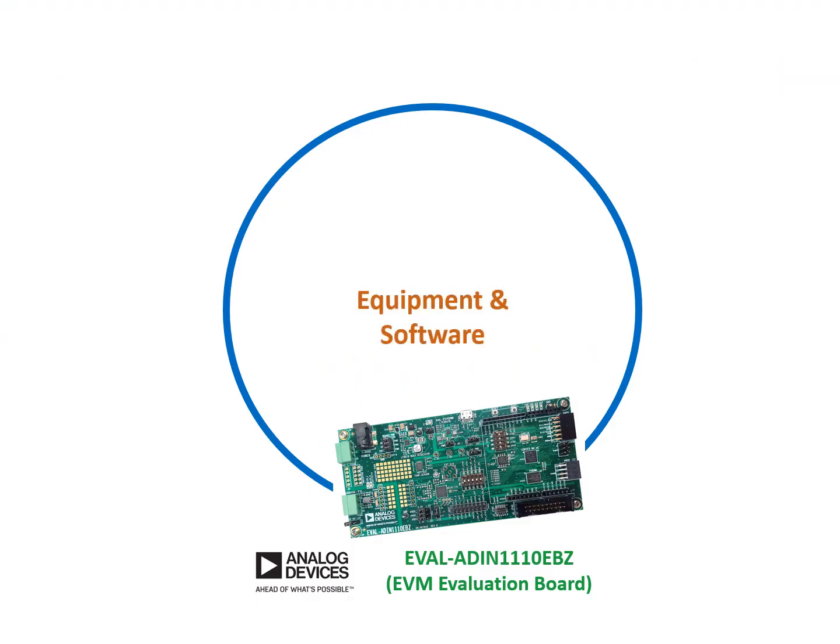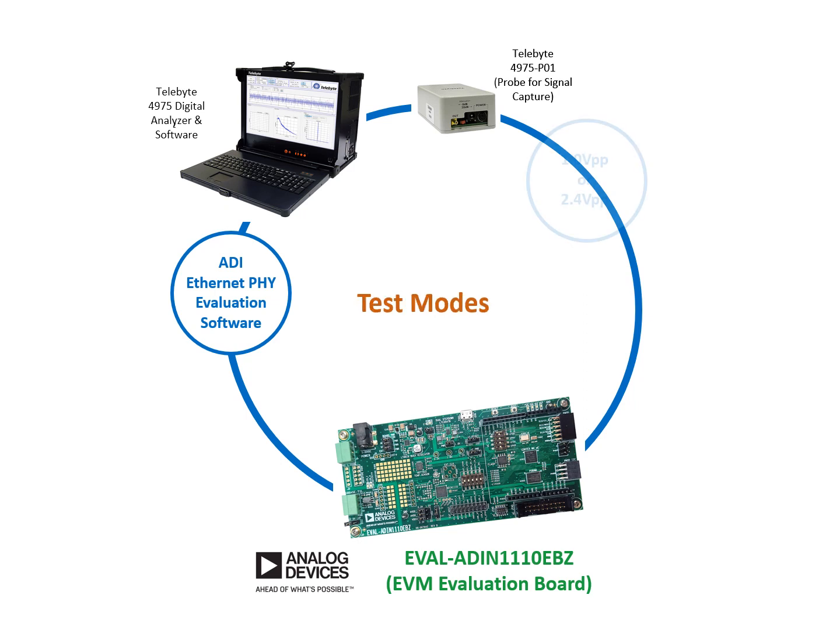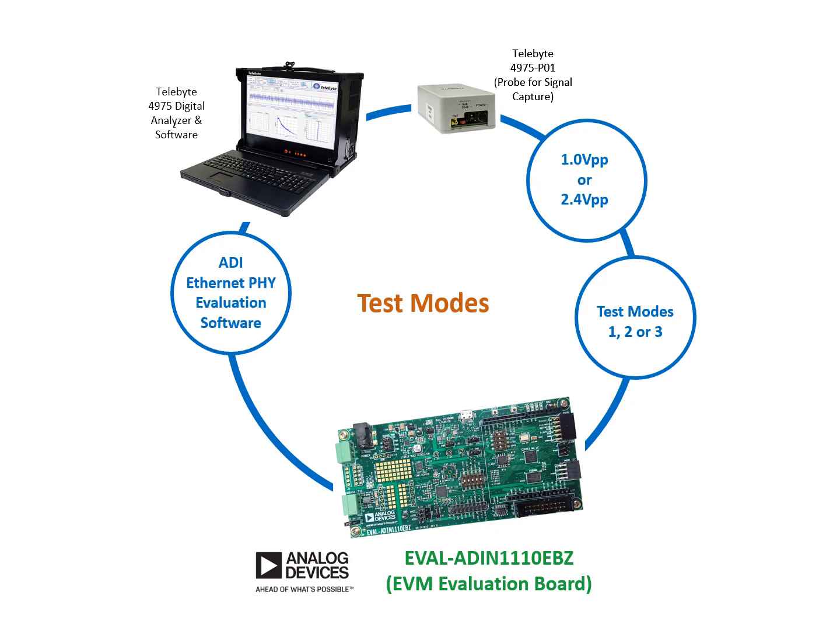The equipment and software in this demonstration includes the Analog Devices ADIN1110EBZ EVM evaluation board, Analog Devices Ethernet PHY evaluation software, Telebyte's 4975 digital analyzer and software, as well as Telebyte's 4975-P01 probe for signal capture. This setup can test with 1.0 volts peak-to-peak and 2.4 volts peak-to-peak. It can also test with test modes 1, 2, or 3.